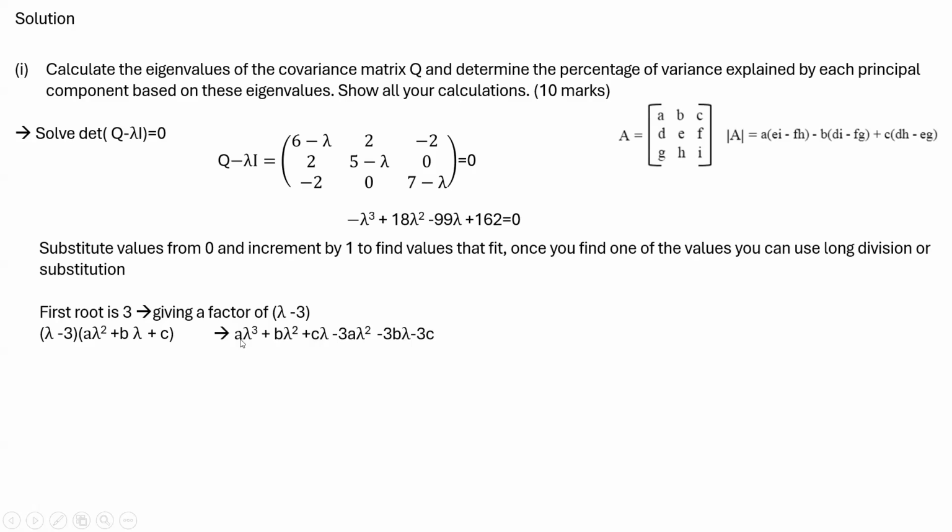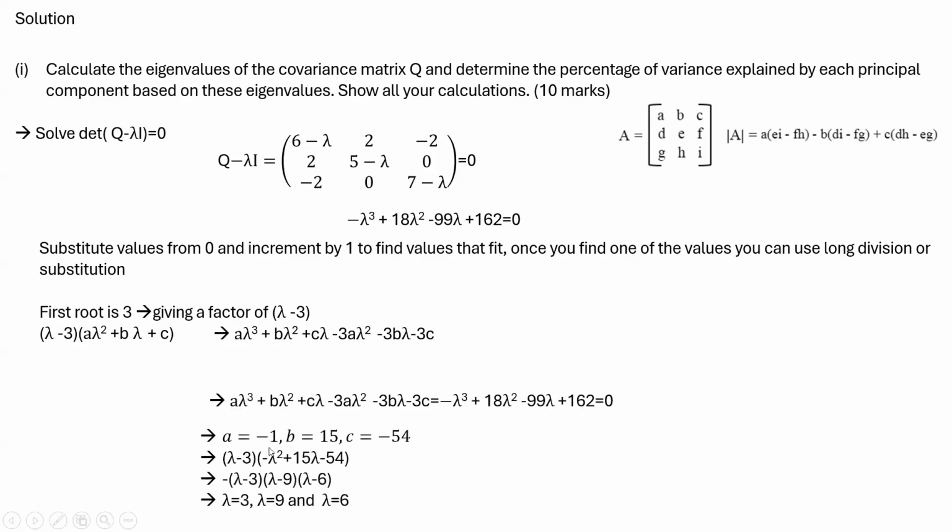Now we're just going to correlate this to this and find the coefficients. For example, by looking at everything that is cubed, this one and this one, we know that A is -1. Then looking at the terms with squares, we know that B minus 3A is equal to 18, and for C, we can read it off: minus 3C is this. When you solve for that, you end up with A is -1, B is 15, C is -54.